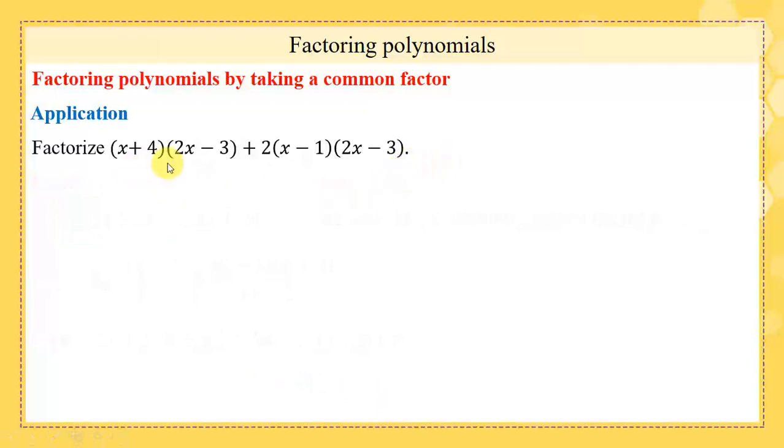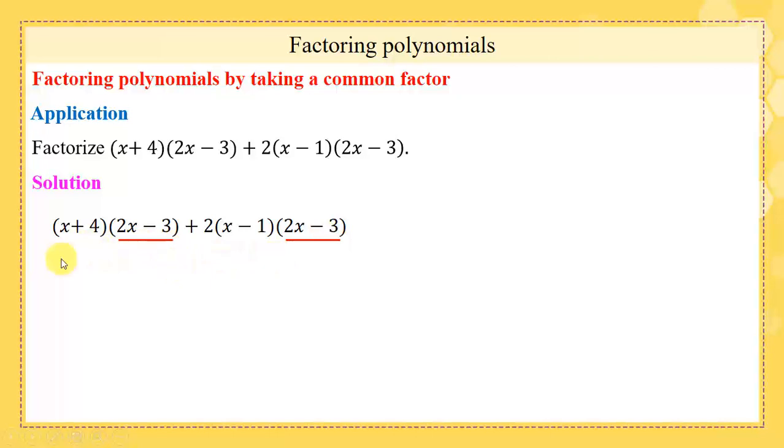Application: factorize (x plus 4) times (2x minus 3) plus (2x minus 1) times (2x minus 3). Please pause the video and try it by yourself. Solution: obviously we have 2x minus 3 as a common factor, so we underline it. Now we put the common factor first, we open a bracket, then we divide the first part by 2x minus 3, we get x plus 4. The operation plus remains the same. We divide the second part by 2x minus 3, we get 2x minus 1.